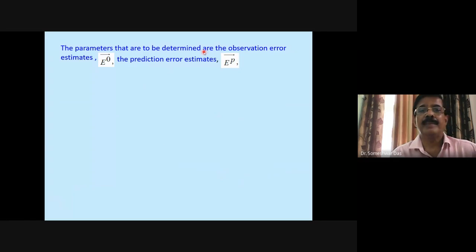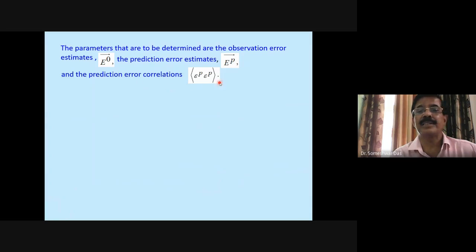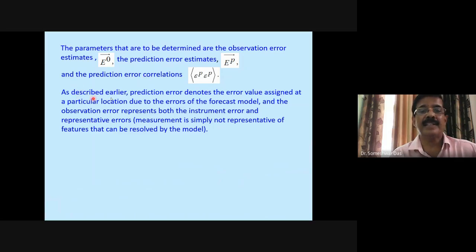The parameters that are to be determined are the observation error estimates EO bar, the prediction error estimates EP bar, and the prediction error correlations epsilon P. As described earlier, prediction error denotes the error values as assigned at a particular location due to errors of the forecast model. That is your first case. But models are not perfect, and the observation error represents both the instrumental error and the representativeness error. Measurement is simply not representative of features that can be resolved by the model.